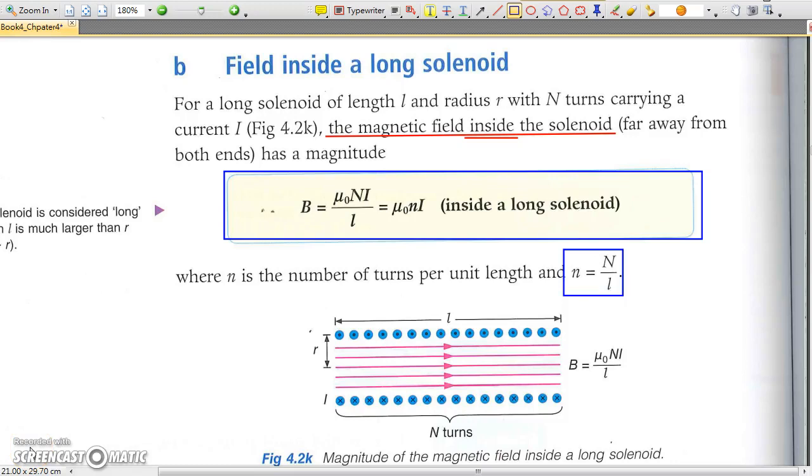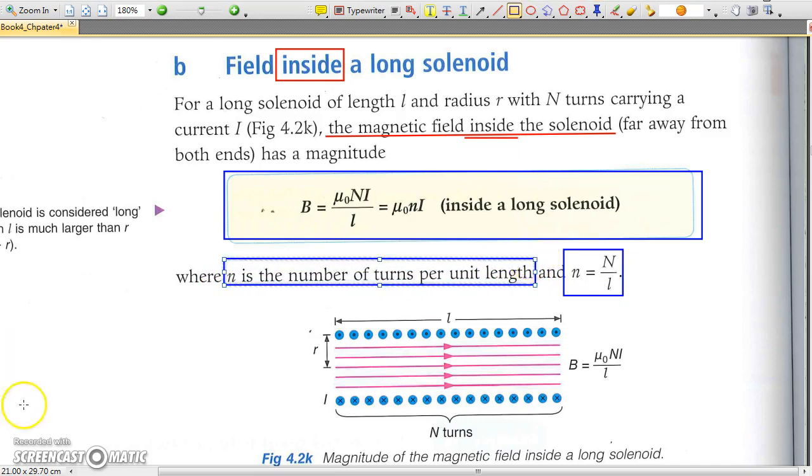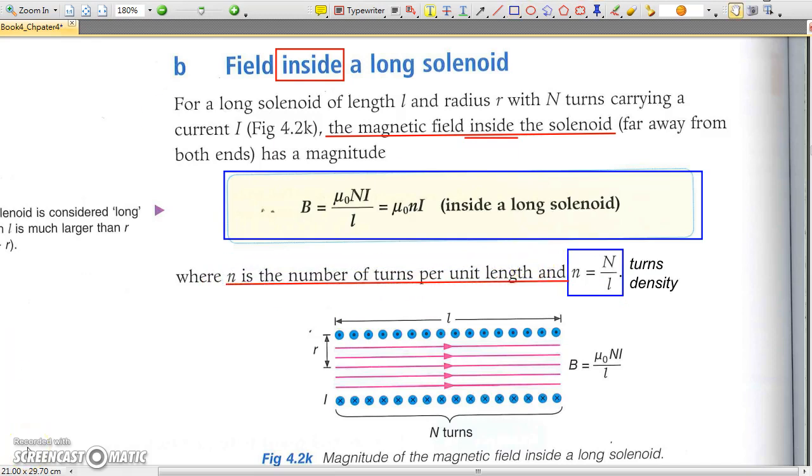B. Field inside a long solenoid. The magnetic field B inside a long solenoid is given by the following formula: mu naught N I over L, where capital letter N is the total number of turns and L is the length of the solenoid. Hence, we may also express it as mu naught n I, where the small letter n equals capital N over L. That small letter n is the number of turns per unit length, or simply turns density.